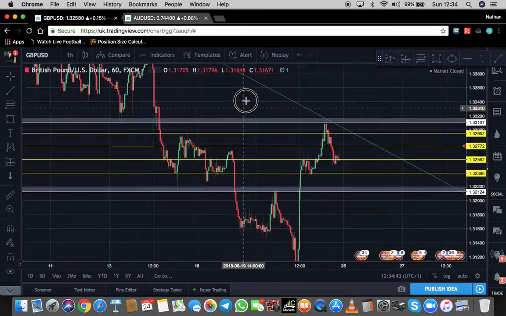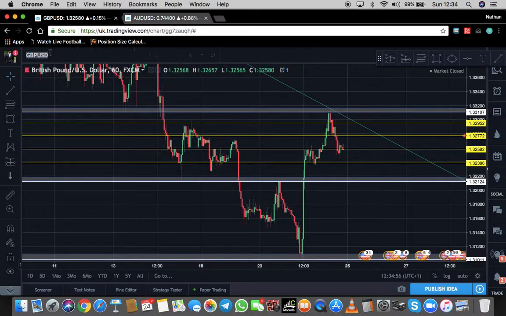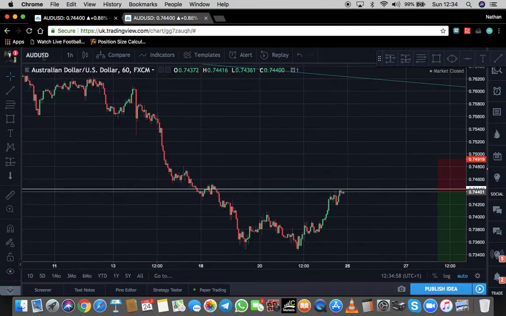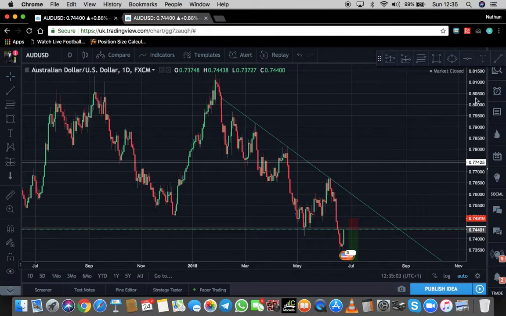So what have I been looking at? Let's take a look. Some swing trades, immediate opportunities, the AUD USD sell now. Let's look into why I've actually found that trade. So AUD USD, if we go on the daily time frame first, we're going to get to see a big outlook at what's going on.